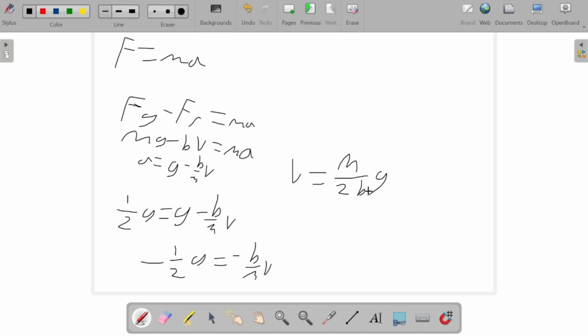Some questions will be a similar question, except it's going to say that the resistive force is minus bv squared or cubed or something. It's not anything special. You're just going to have to apply the same process, same reasoning, and just solve through it.